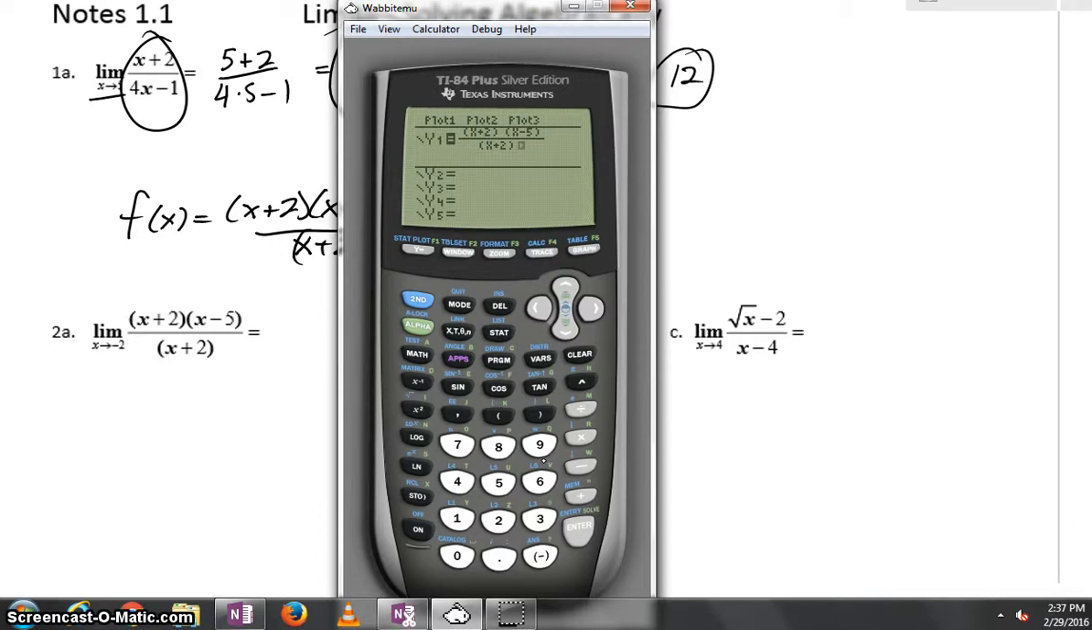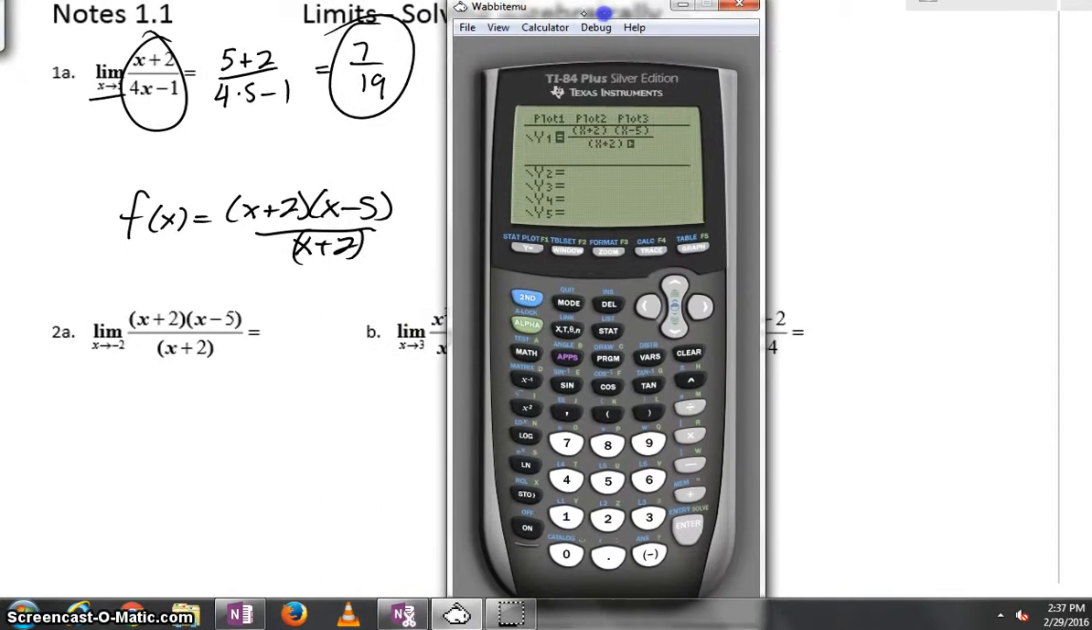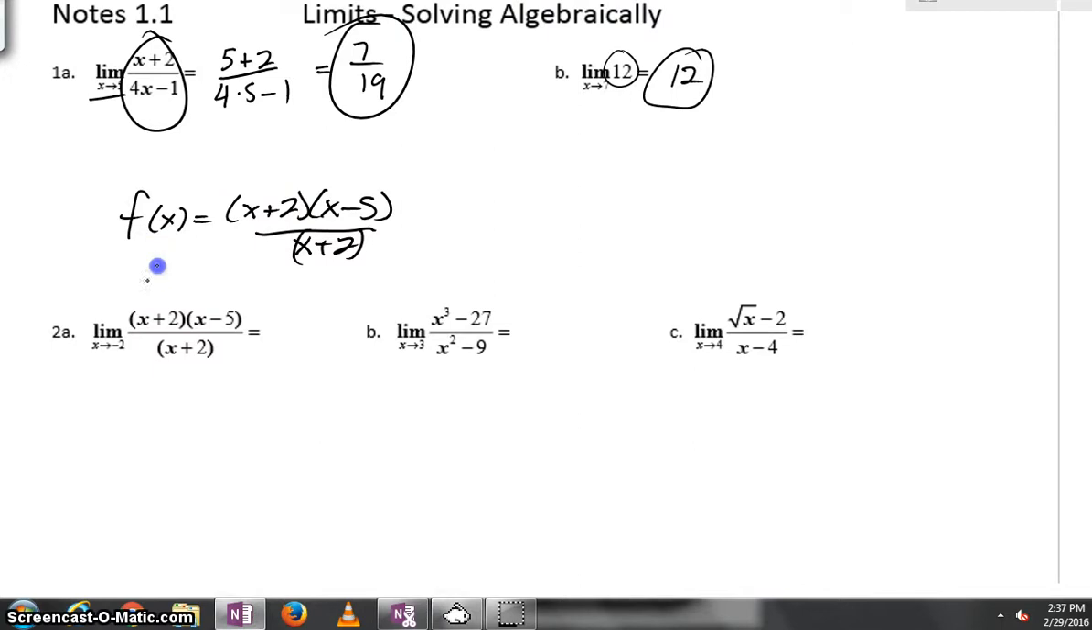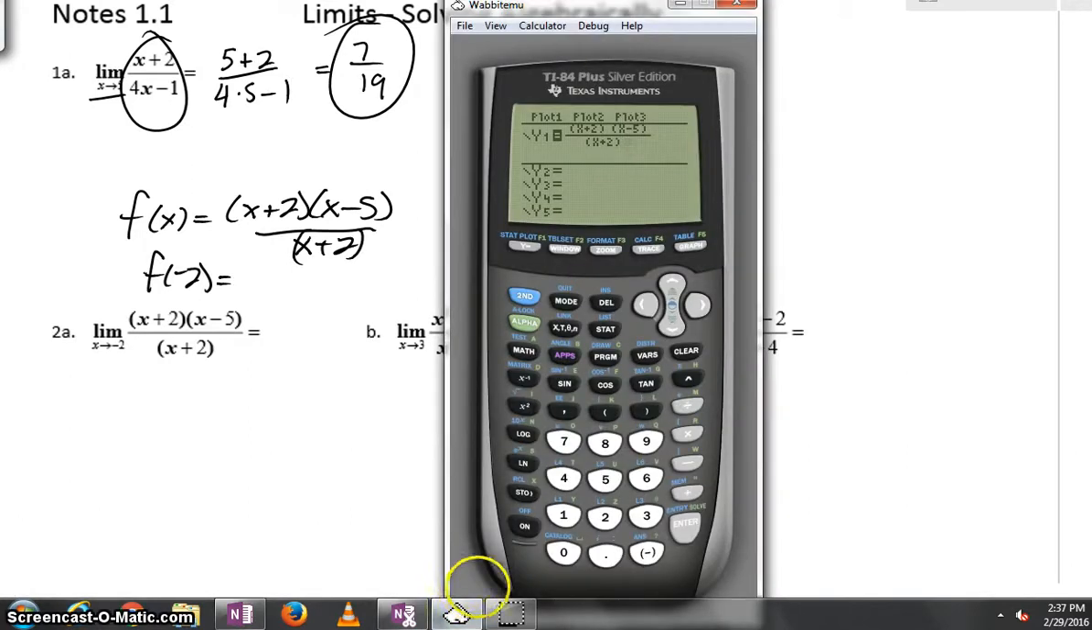And they're saying, hey, what's happening as x gets close to negative 2? Well, my original problem was that, but I just said, what if I wanted to find f of negative 2? That is saying let x equal negative 2. All the difference in the world. Don't let x get close to negative 2. Let it truly equal that value.